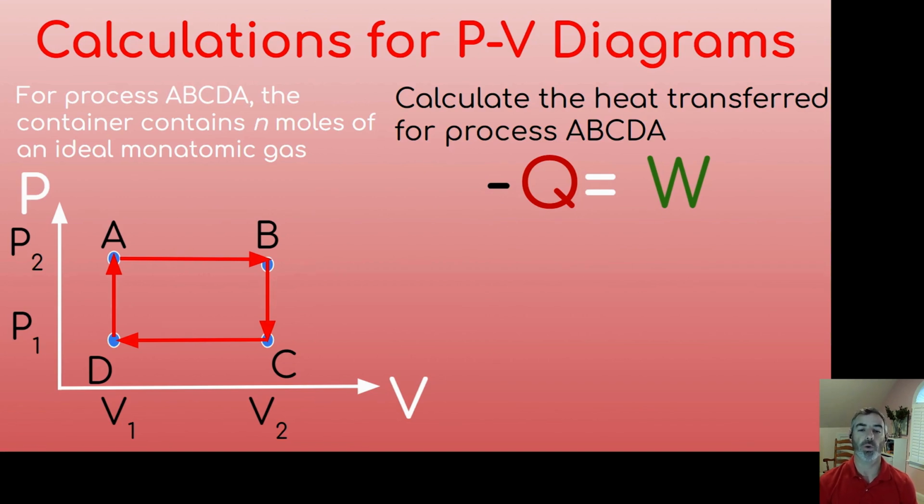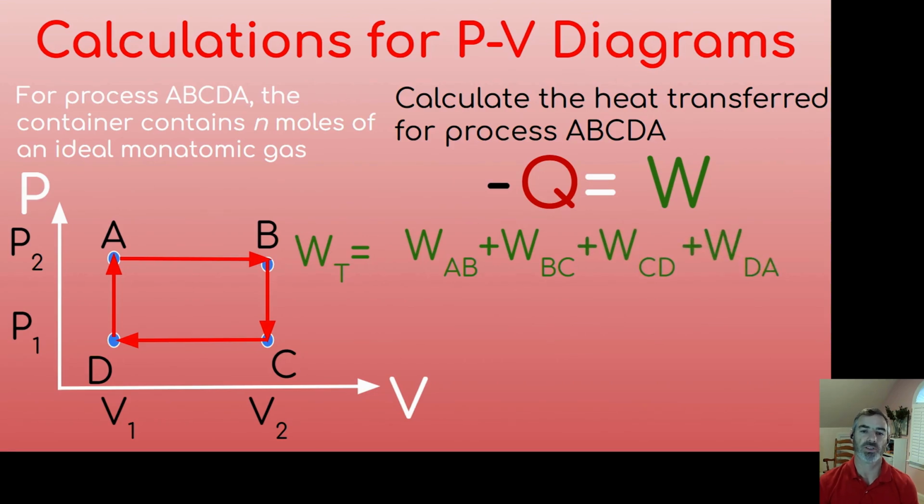So we're going to find the total work by finding the work for each process from A to B, from B to C, C to D, and then D back to A. So if we find the work for each individual process, we can add all of them together. So the work from A to B is just going to be the area underneath this curve.